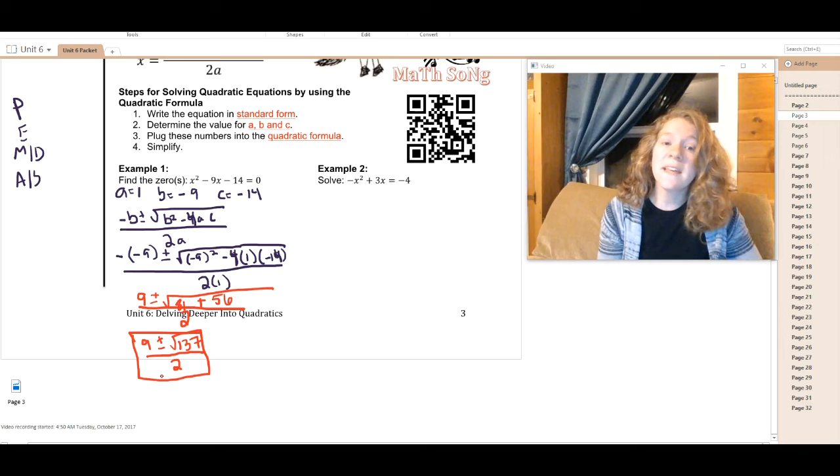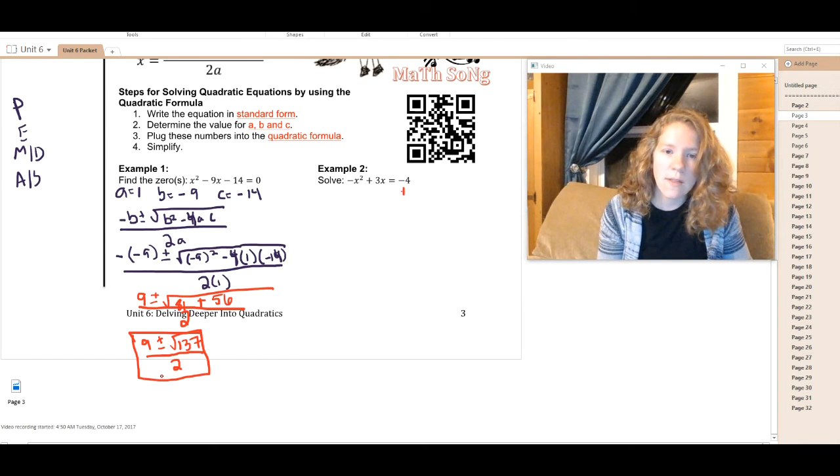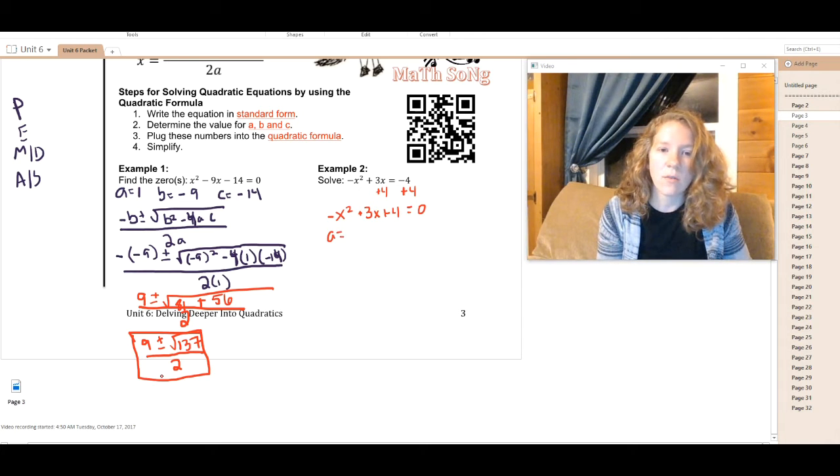Example 2 is very similar, except this time it's not in standard form. So I've got to put it in standard form, which just means move everything over to one side. In this case, that's going to mean adding 4 to both sides. So then I've got negative x squared plus 3x plus 4 equals 0. My a value is right here in front of x squared, which is negative 1. My b value is right here in front of x, so that's a positive 3. And my c value is positive 4.